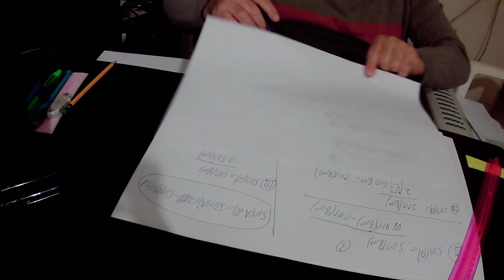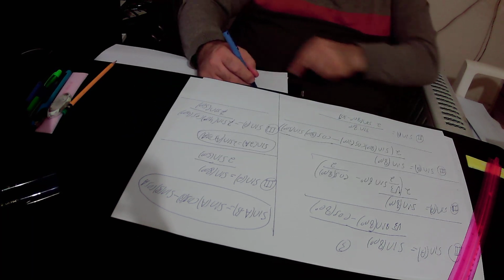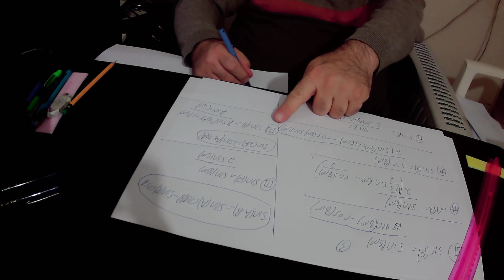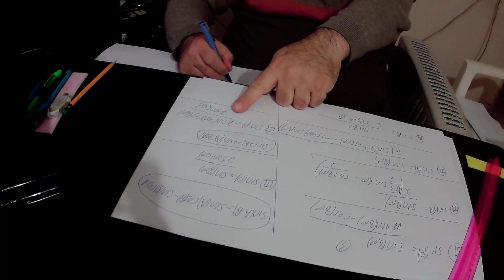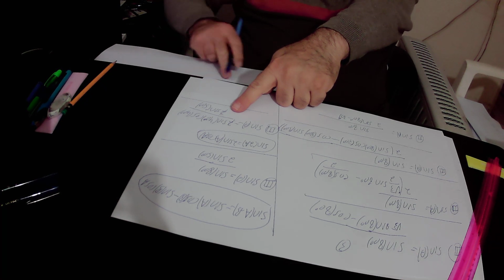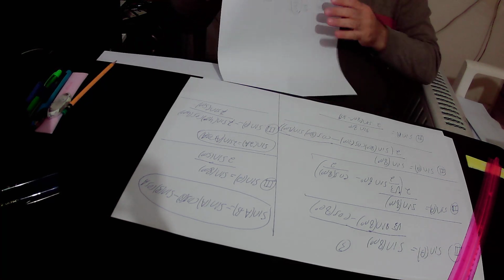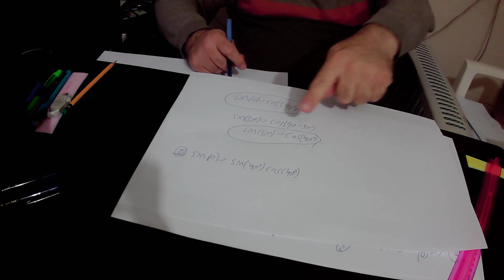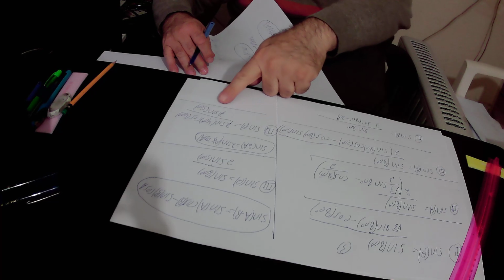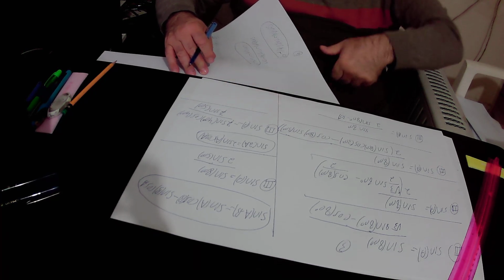So according to equation number 3, we will get that sine theta equals sine 40 degrees times cosine 40 degrees. We found out that sine 50 degrees equals cosine 40 degrees. So we will substitute here sine 50 degrees by cosine 40 degrees.